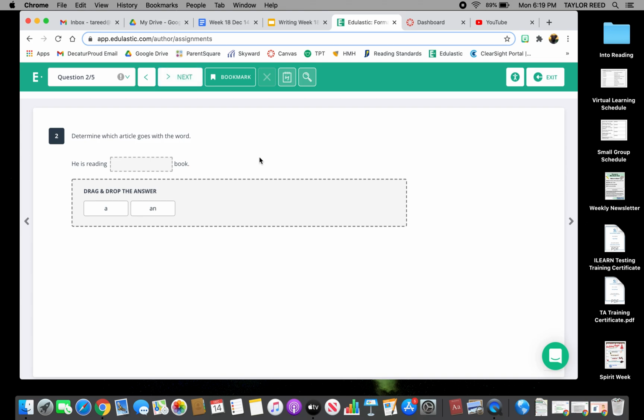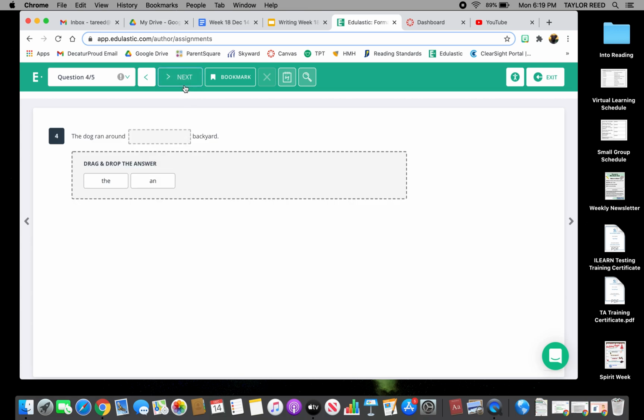Number 2, determine which article goes in this sentence. So you drag and drop a or an. Just remember the rule that we talked about on the slides. Number 3 is the same. Determine which article goes within the sentence. Number 4, same directions. Read the sentence, determine which article fits best.